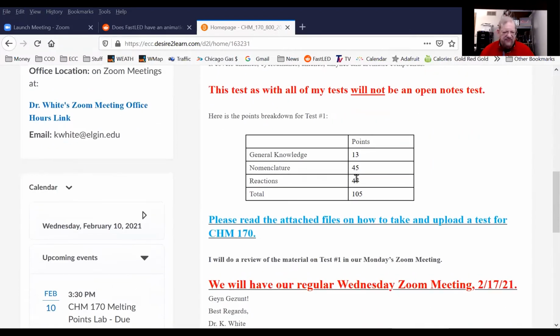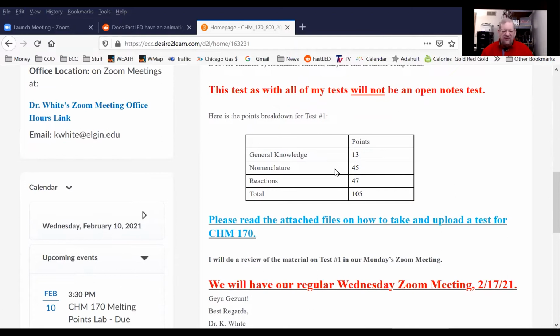So please don't. Now, points breakdown for test number one: 13 points general knowledge, like how many bonds to carbon, that's general knowledge. Hopefully, you all know four. Then nomenclature. There are two types of nomenclature questions. One is here's the structure, give the IUPAC name. The other is here's the name, which can also be a common name. There's only one I asked you to learn this whole chapter, acetylene, and draw the structure.